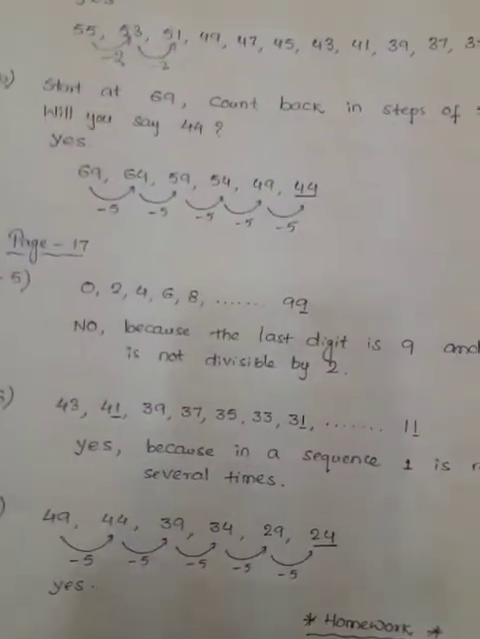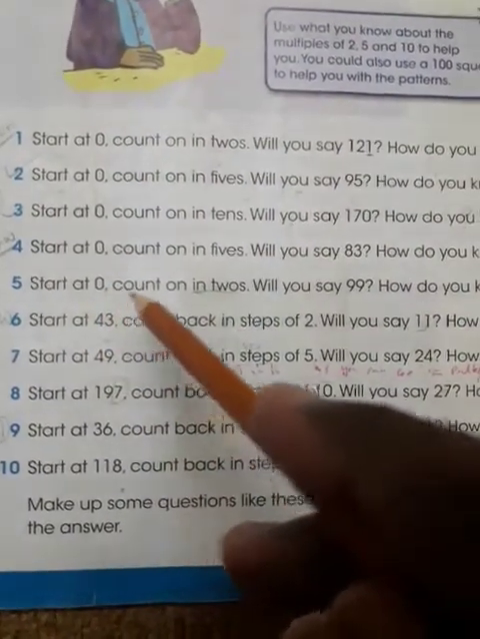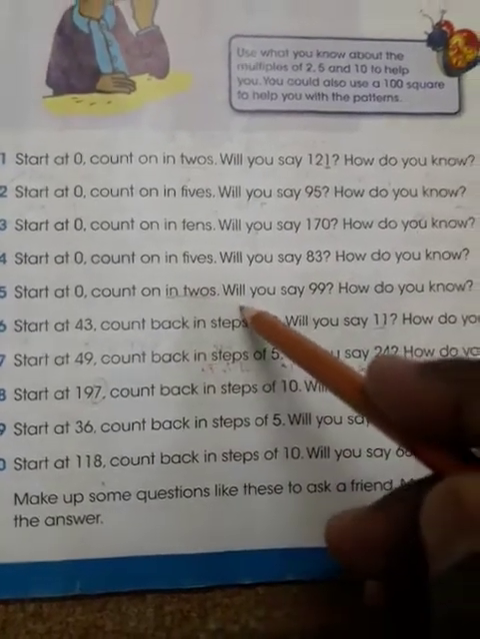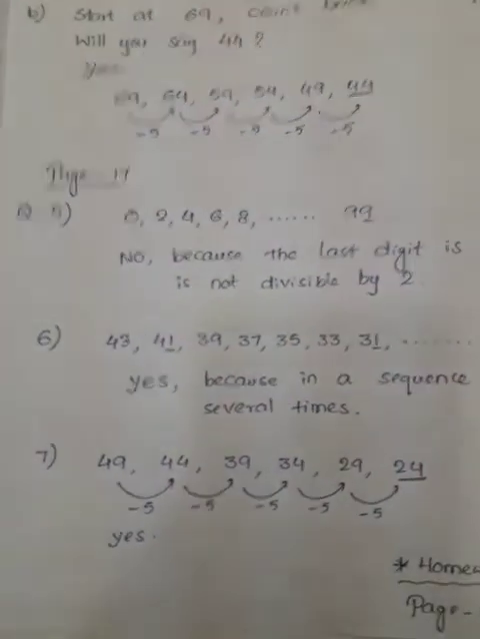Okay, now look at question number 5. Question number 4 is the homework for you. Now question number 5: start at 0, count in 2s. Will you say 99? Look here, I start from 0 and I'm counting in 2s. That means adding, counting 2s. That means you have to go forward.